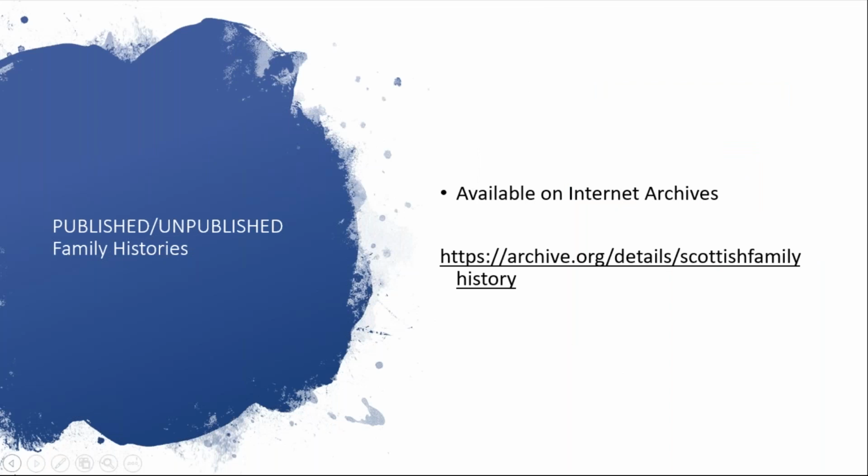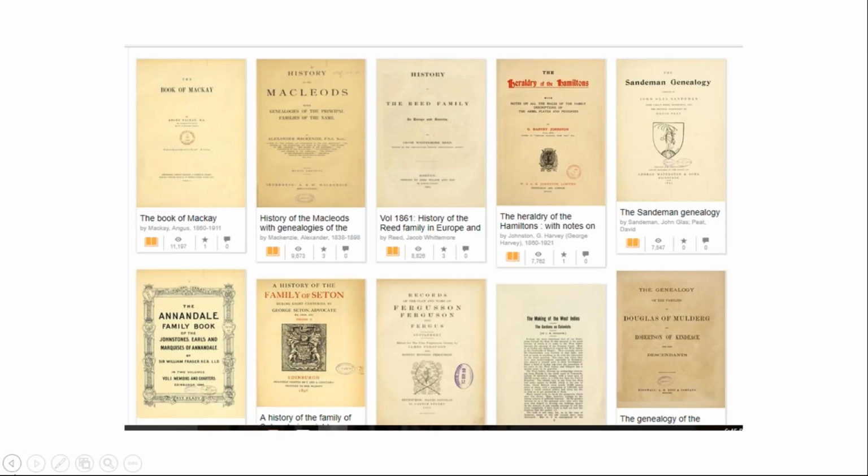So the published and unpublished family histories that are at the National Library of Scotland are available on the Internet Archive website, which is at archive.org. And when you go in there, this is what you'll get. And you can scroll through pages and pages and pages of this. And of course, you can flip through each one of those books. They've all been digitized.